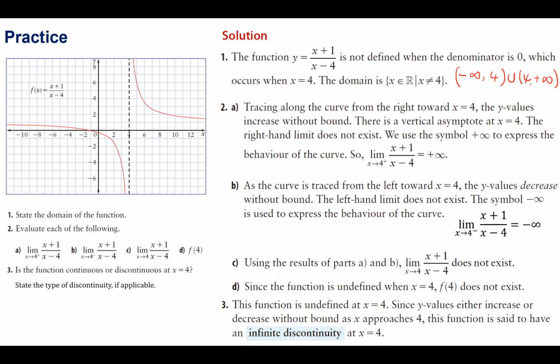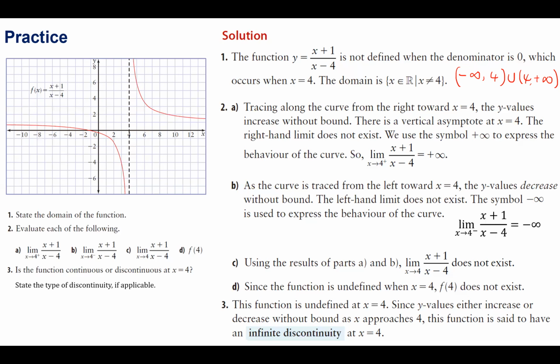Okay, next, the curve is traced from the left towards x equals 4. Then the y values decrease without bound. The left-hand limit does not exist. But we know that when x approaches 4 from the left side, this function will approach negative infinity. Therefore, we use this symbol to denote the behavior of this function when it approaches this point from the left side of 4. Okay? Negative infinity.